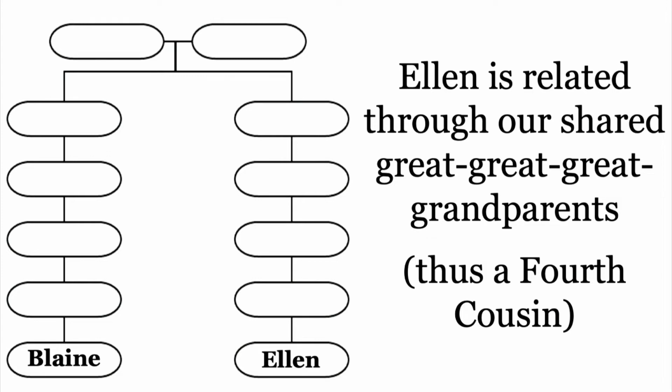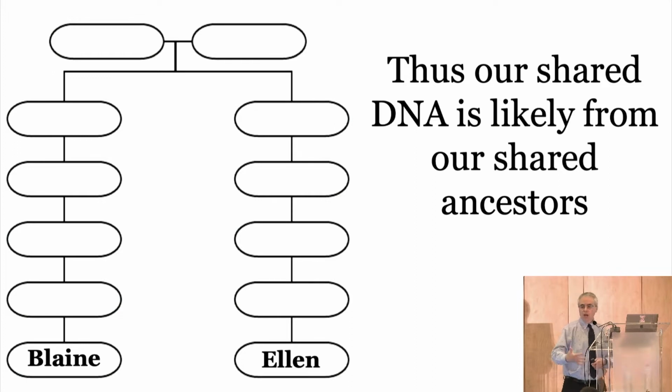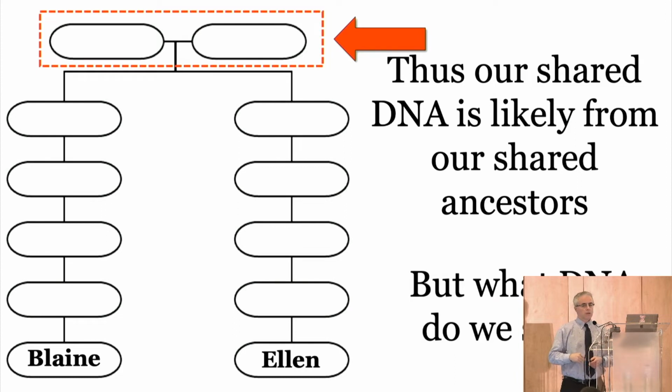Okay, so I now have a hypothesis about our shared DNA. Because we have this known genealogical relationship, my hypothesis is that the DNA we share in common is from our shared ancestry. And so it comes from our great-great-great-grandparents. So whatever pieces or piece of DNA that we share came from that ancestral couple, one of them, we don't know which it came from at this point, down my line to me, and from that ancestral couple down her line to Ellen. Okay? Now, that's step one, right? Step one is find a known cousin with a known genealogical relationship.